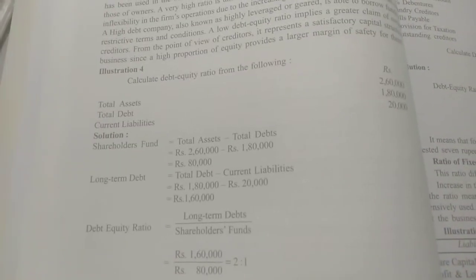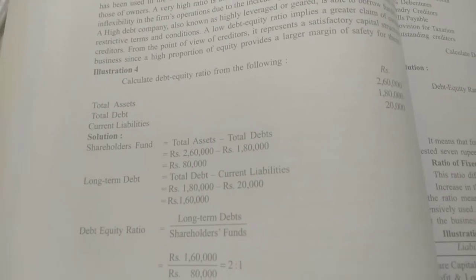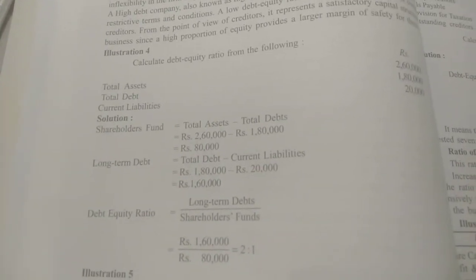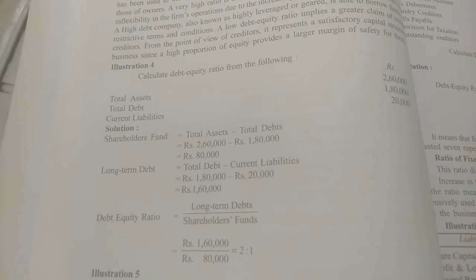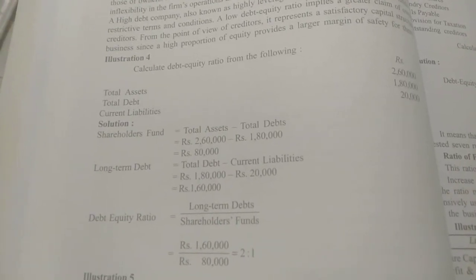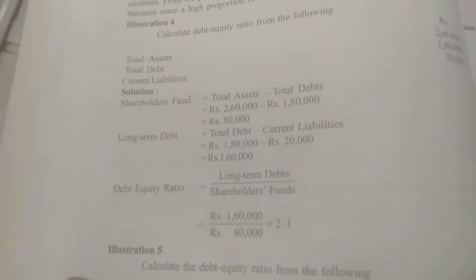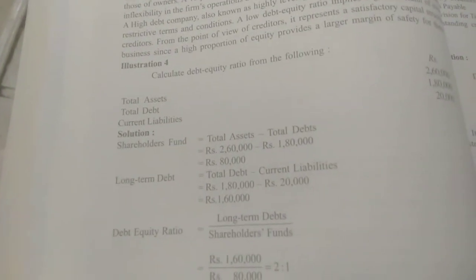Now here in this numerical you can see that total assets is being given, that is 2,60,000, and you have total debts, that is 1,80,000, and you have current liabilities, that is 20,000. Now on the basis of the information given here, we are going to calculate the debt equity ratio.